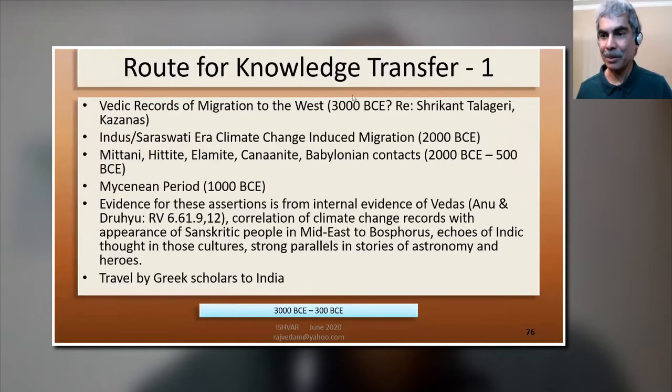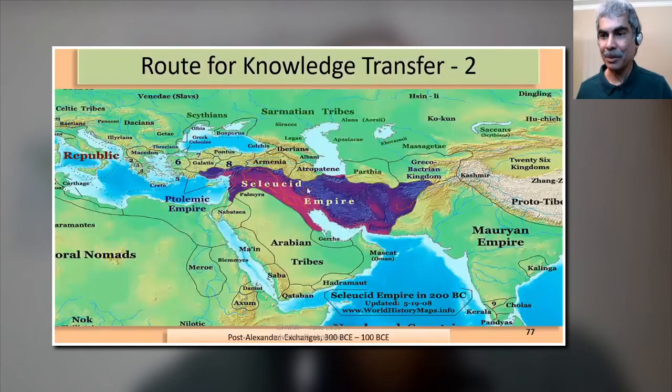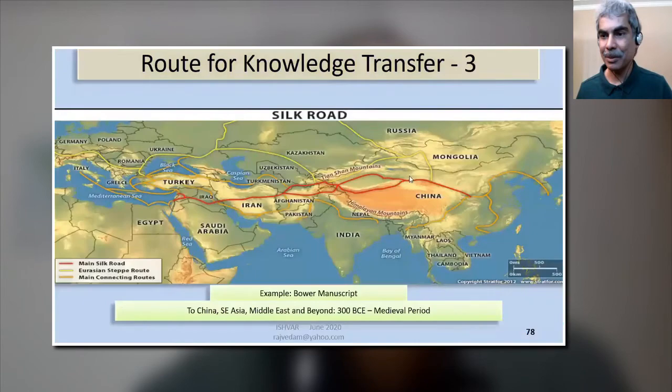Then I'm talking about the Buddhist route for knowledge transmission, the Seleucid Empire, and the fact that in 200 BC and so on, Ashoka had sent his Buddhists all over to spread the word, including trade and other things. So this was 300 BC to 100 BC. There was a lot of exchange of information. Silk Route was a popular one for trade as well as knowledge.